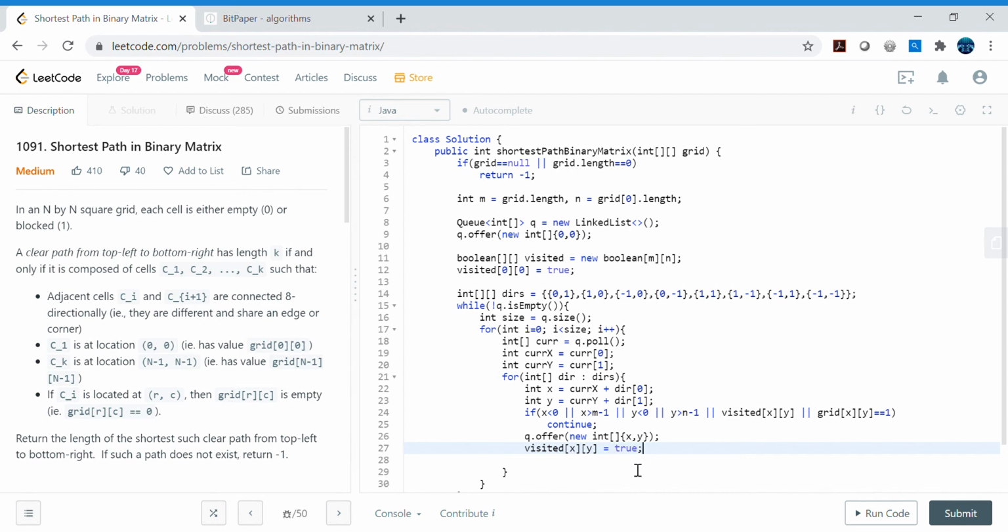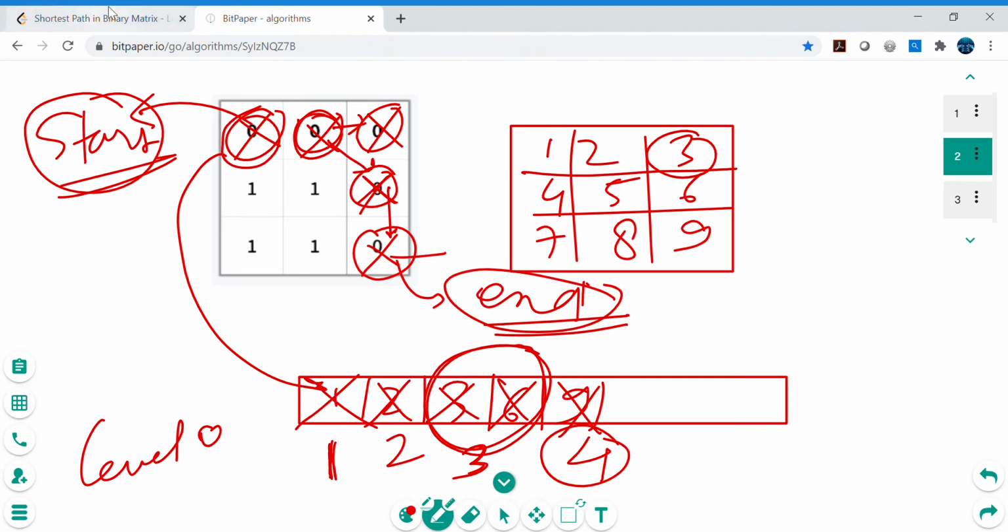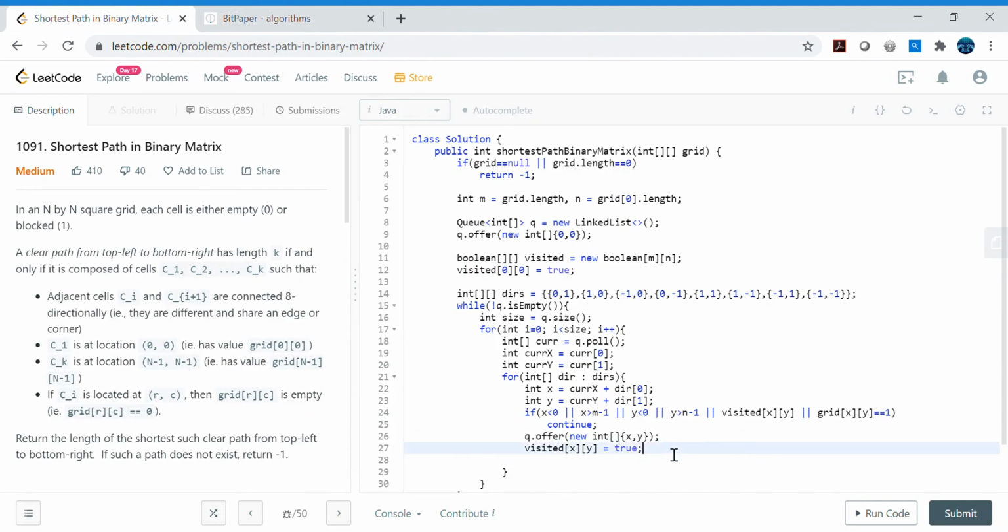So what are these coordinates? These coordinates are, sorry, the cells that contain 0, not the 1, right? So if it is 1, then we are continuing, right? So if it is 1, then we are skipping those, but if it is 0, then we are inserting to the queue and we are marking them as visited, whatever we have understood here. Okay, and that's pretty much it, right?